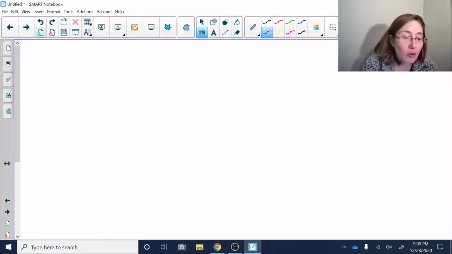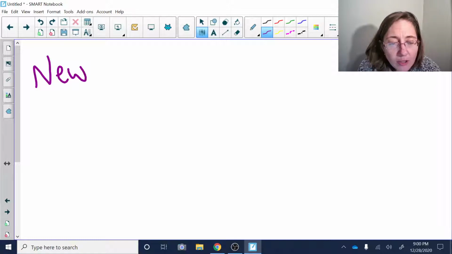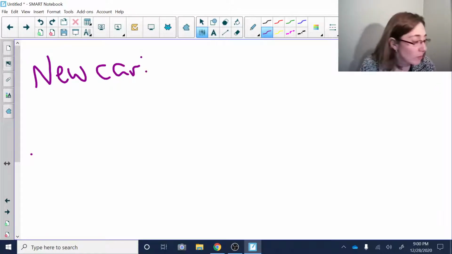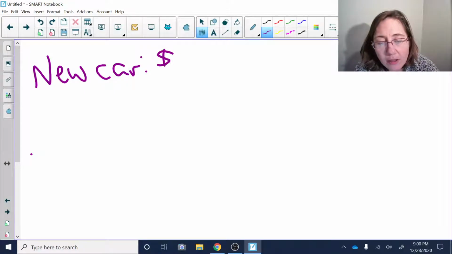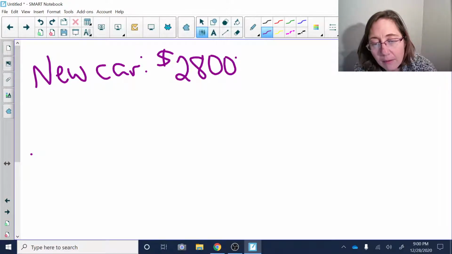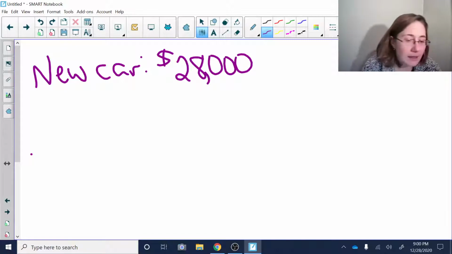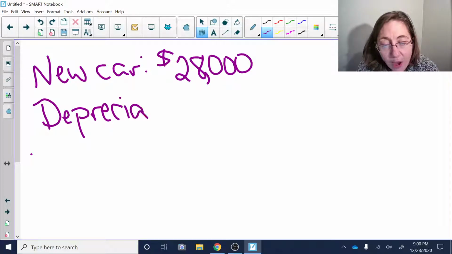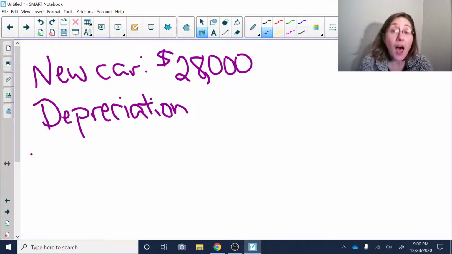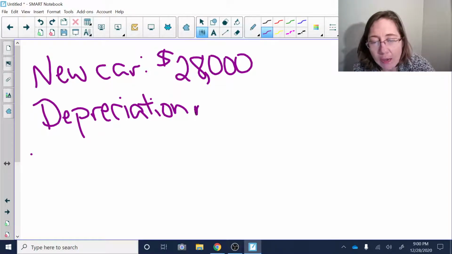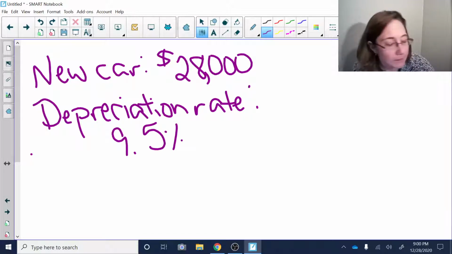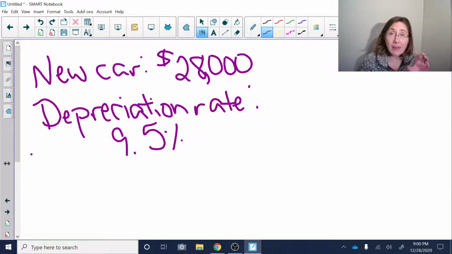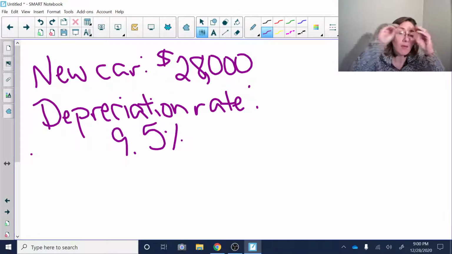Let's say that we get a new car, and new cars lose their value very fast. So we're going to say that this new car cost $28,000. And that the depreciation rate, so depreciation is how fast that car loses value. Appreciate would go up, depreciate goes down. So the depreciation rate is going to be 9.5% per year. So let's take that information and plug it into the formula that we just wrote.